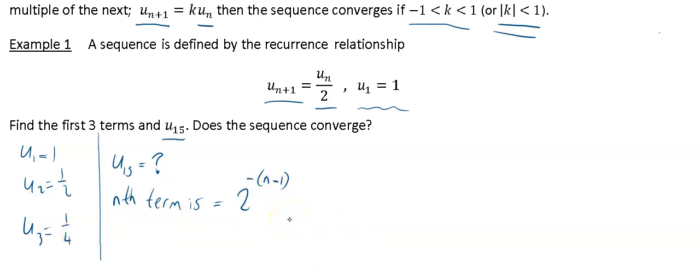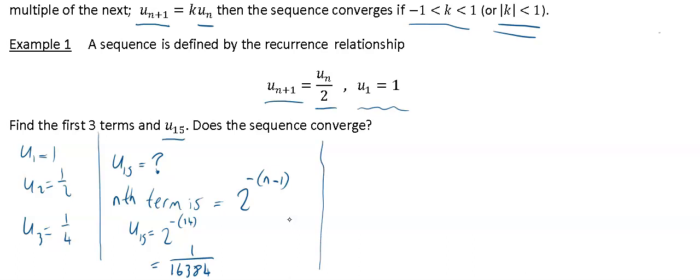What we want to find is u15, so it's just a calculator exercise now. u15 is going to be 2 to the power of minus, and then 15 minus 1 is 14, so 2 to the power of minus 14. So my u15 is going to be equal to 1 over 16384.